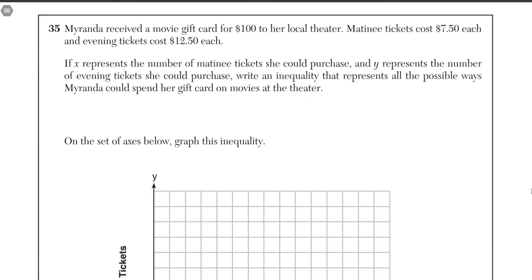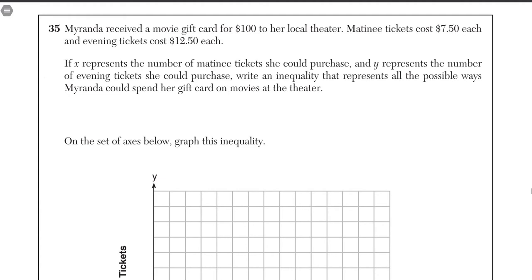Okay, so she has a movie gift card for $100. Matinee tickets cost $7.50 each, and evening tickets cost $12.50 each. So, if x is the number of matinee tickets she could purchase, and y represents the number of evening tickets she could purchase, we want an inequality that represents all the possible ways that she could spend her gift card money.